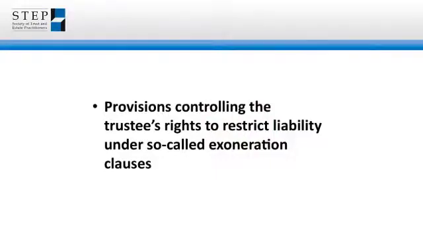I now turn to provisions controlling the trustee's right to restrict liability under so-called exoneration clauses. Previously in Hong Kong, we relied only on the common law tests which governed this area, so this is the first time in Hong Kong that we have provided a statutory control of these provisions. The essence of the provisions is, in fact, to go further than the rule set down in Armitage v Nurse, and the provisions strike down exoneration clauses which seek to restrict a trustee's liability for breach of trust arising from gross negligence, fraud or willful misconduct.